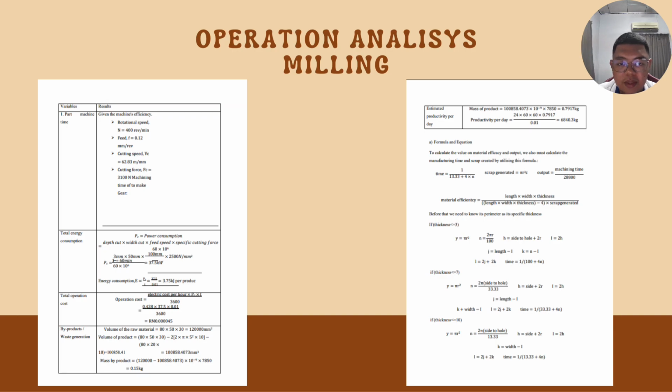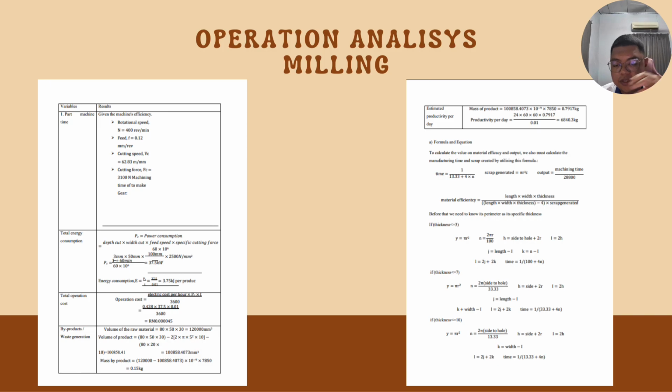Now I want to explain about the operation analysis for milling. Okay, in variables we can put 5 types. The first one is part machine time. The second one is total energy consumption. The third one is total operation cost. The fourth is byproduct or waste generation. And the last one is estimated product per day.